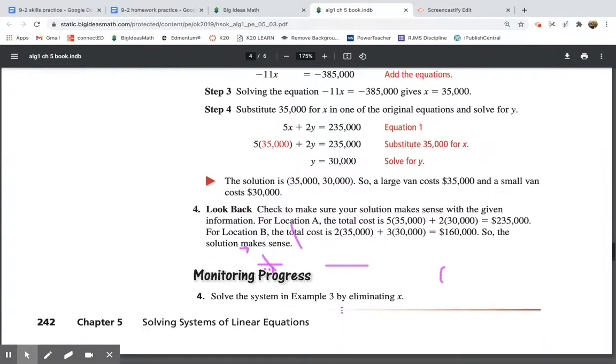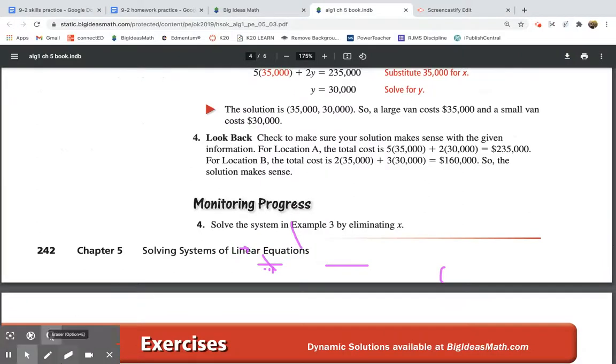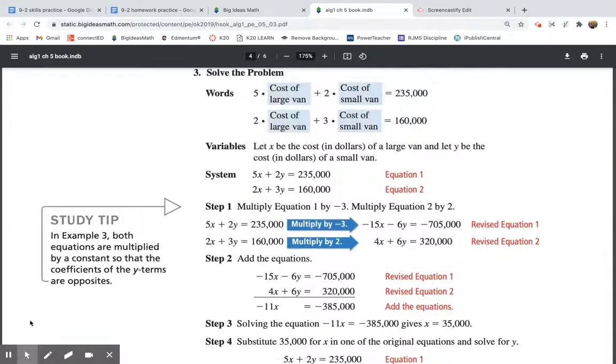So what you are going to do now, problem number 4, you're not having to do quite a full problem like that. It just says solve the system in example 3 by eliminating X. So all you're going to do is take these same equations, so you can copy these down, and instead of eliminating Y like we did, they want you to eliminate X. So you're going to try that, pause the video and try it, and then I'll go over it with you.